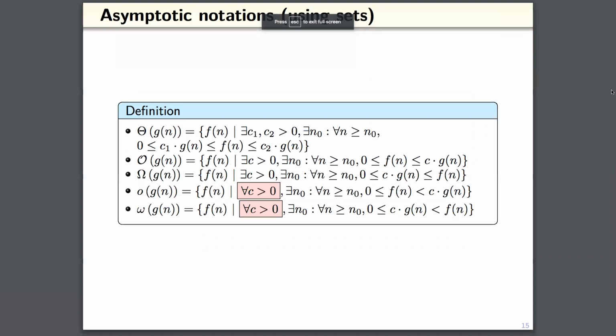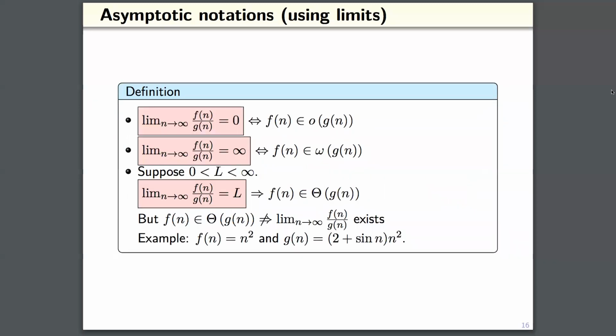Okay, so in the last session, we had started discussions on asymptotic complexities, right? Complexity analysis, analysis of algorithms. And we defined a couple of notations called asymptotic notations, 5 of these. And we used 2 approaches. One was based on sets, set definition, and another was based on limits, right?